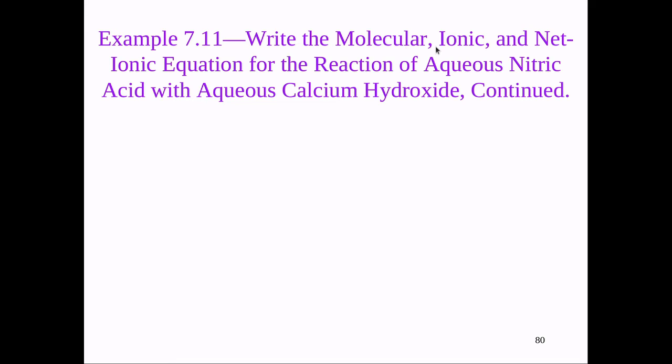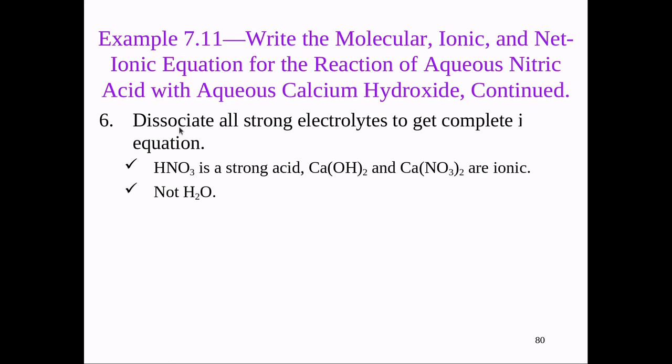Now that we have the molecular formula for our reaction, we need to figure out what the ionic and net ionic equations are going to be. So we need to go through our steps for that. We need to dissociate all the strong electrolytes to get a complete ionic equation. We'll remember that the nitric acid is a strong acid, and that the calcium hydroxide and calcium nitrate, being a metal bound to nonmetals, are ionic, but not the water, because that's a liquid.